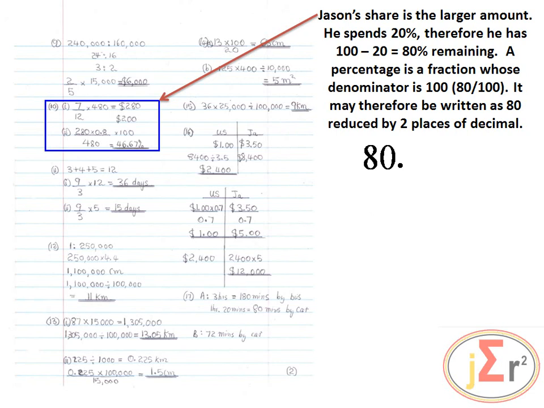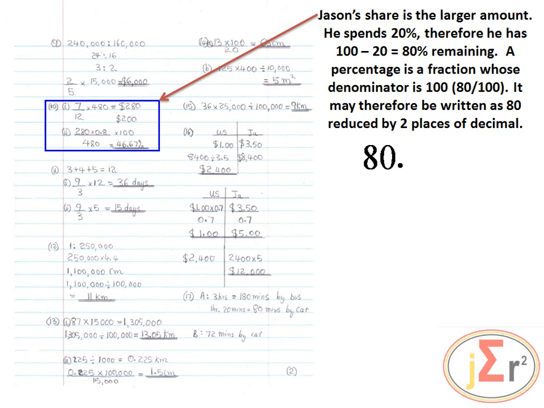Jason's share is the larger amount. He spends 20%. Therefore, he has 100 minus 20, which is 80% remaining, because the original amount of money that Jason has is 100% of itself. Therefore, by spending 20%, he will have 80% remaining. 100 minus 20 is equal to 80, so 80% remaining.